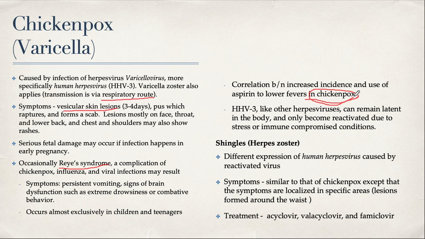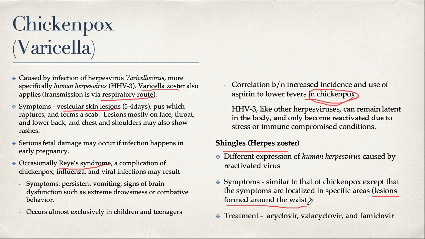HHV-3, like other herpes viruses, will remain latent in the body and only become reactivated again under stressful conditions or in immunocompromised people. And then you have shingles, or herpes zoster. We've talked about varicella-zoster, which is chickenpox. Now, shingles is just a different expression of the human herpes virus once it becomes reactivated. The symptoms are very similar to those of chickenpox, except that they are localized in specific areas of the body, most commonly around the waist region.